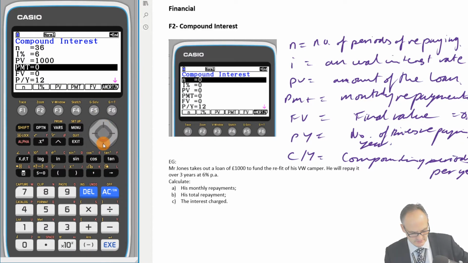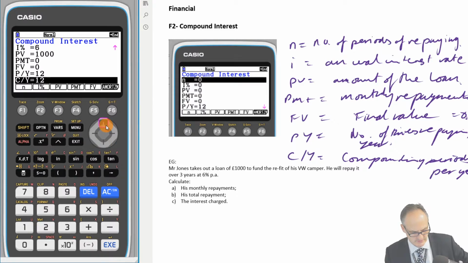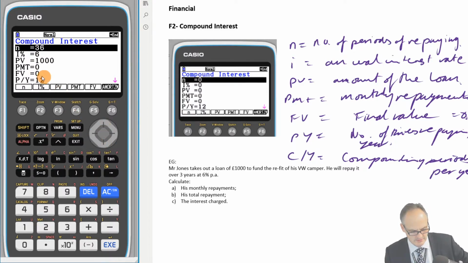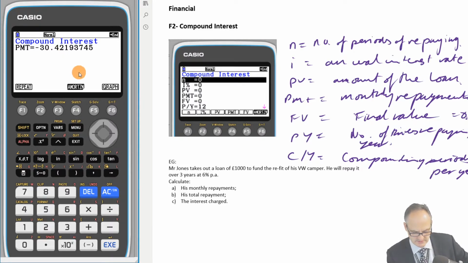And then we're just going to leave everything as it is, because there are 12 repayments per year. Now we want to find out what the PMT is, the monthly repayment. So we press F4 to get that value, and it comes out as a negative. So the monthly repayment will actually be £30.42, to the nearest pence. So that's his monthly repayment. Now to find his total repayment, it's just going to be 36 times that number.